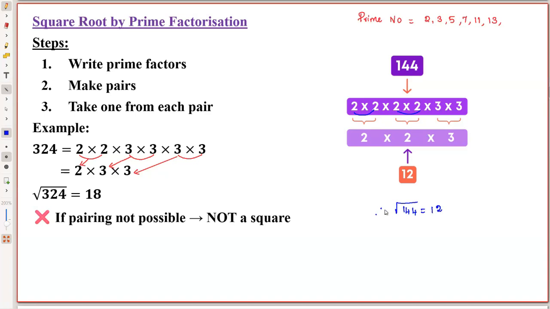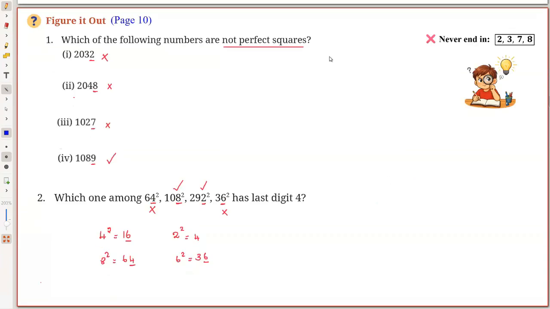12 square is 144. The square root of 144 is 12. So next, based on this, we just completed the "Figure it out" on page number 10. What numbers are not perfect square numbers? If a number ends with 2, 3, 7, or 8, it is not a perfect square number. Ending with 2, so it's no. 8, no. 7, no. Ending with 9, it may or may not be.